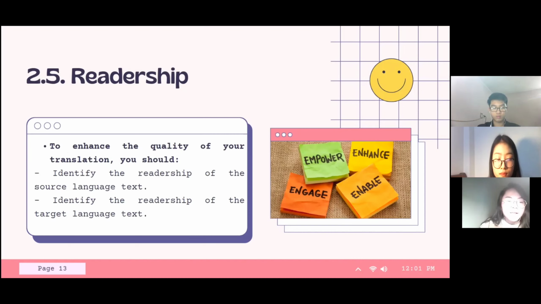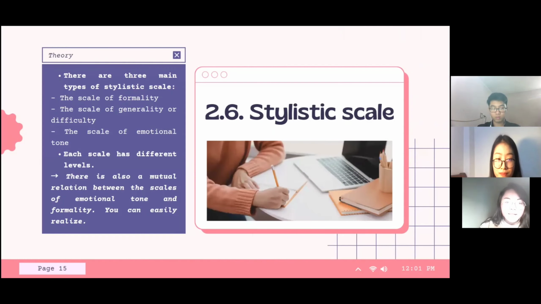And the next part is the stylistic scale. There are three main types of stylistic scale, including the scale of formality, the scale of generality or difficulty, and the last one is the scale of emotional tone. Each scale has different levels. There is also much relation between the scales of emotional tone and formality that you can easily rely on. I will give you some examples.